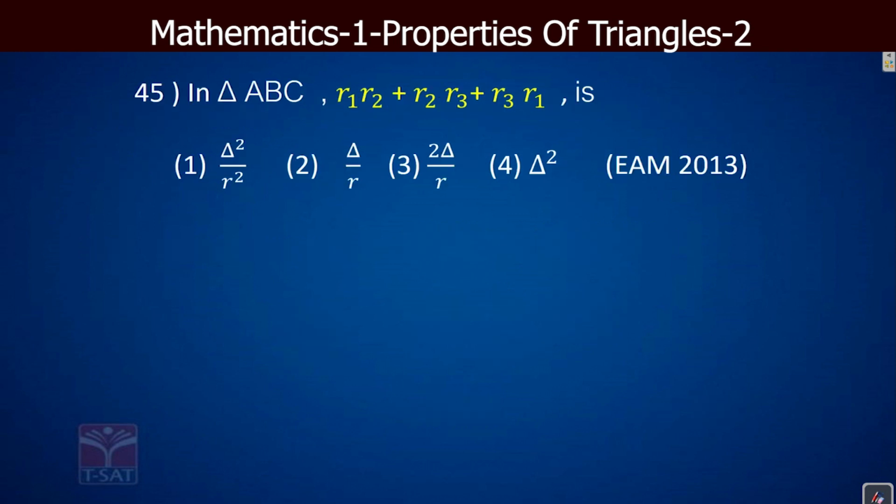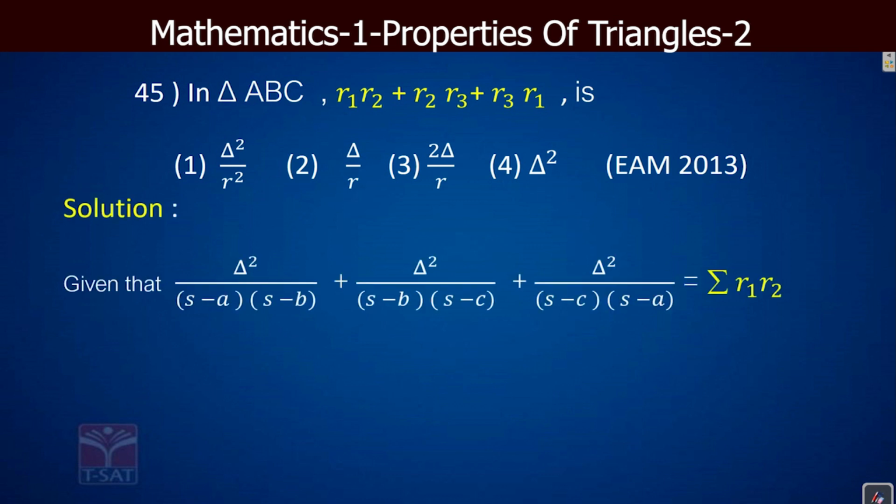Right, 45. In triangle ABC, R1 R2 plus R2 R3 plus R3 R1 is: 1) delta square by small r square, 2) 2 delta by small r, 3) 2 delta by r, 4) delta square. So, EAPCET 2013. Now, the given expression is delta square by (S minus A) into (S minus B), R1 R2. R1 is equal to delta by S minus A, R2 is equal to delta by S minus B, and R3 is equal to delta by S minus C. Substitute. So, delta square by (S minus A) into (S minus B), delta square by (S minus B) into (S minus C), delta square by (S minus C) into (S minus A).